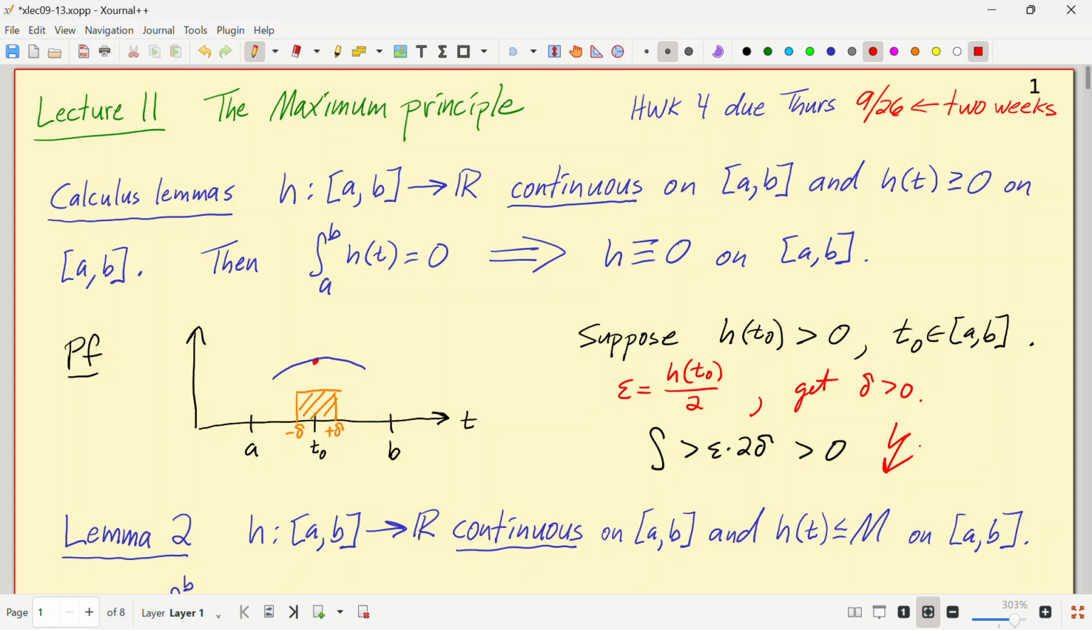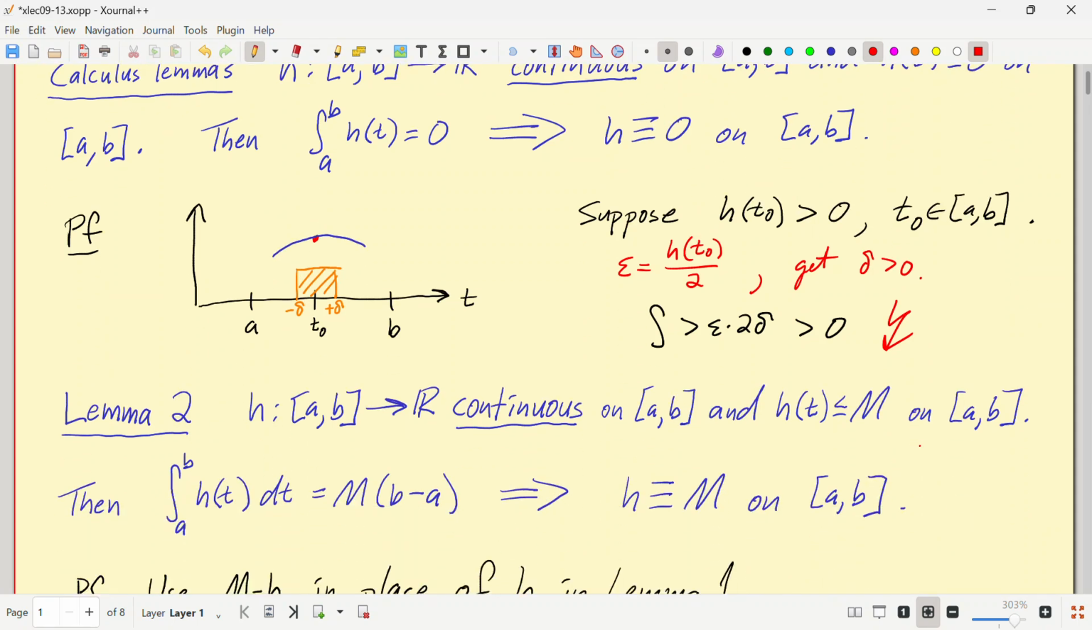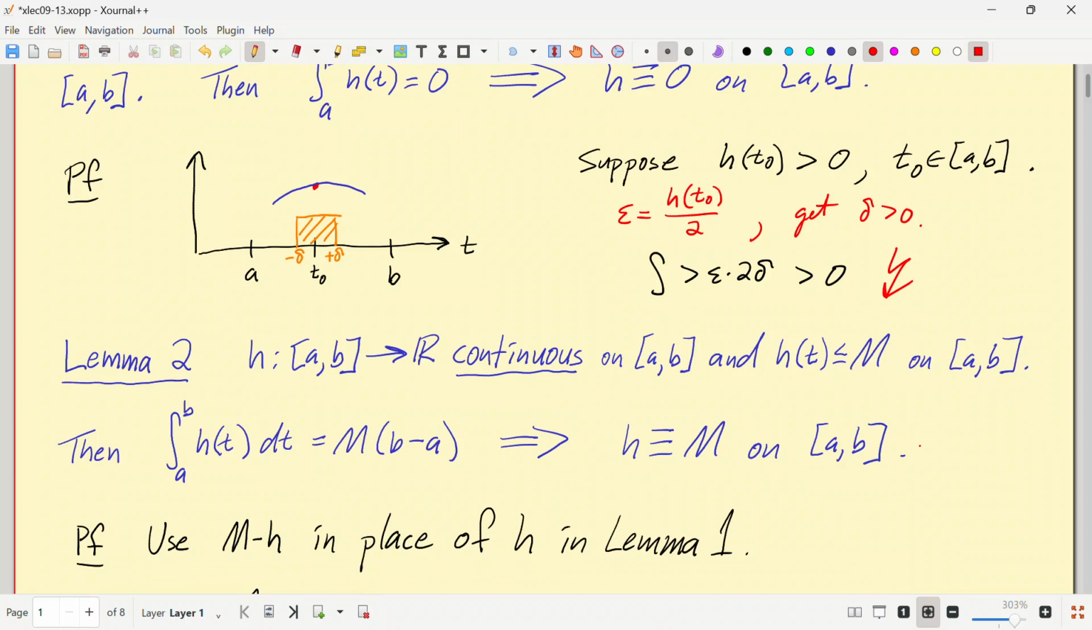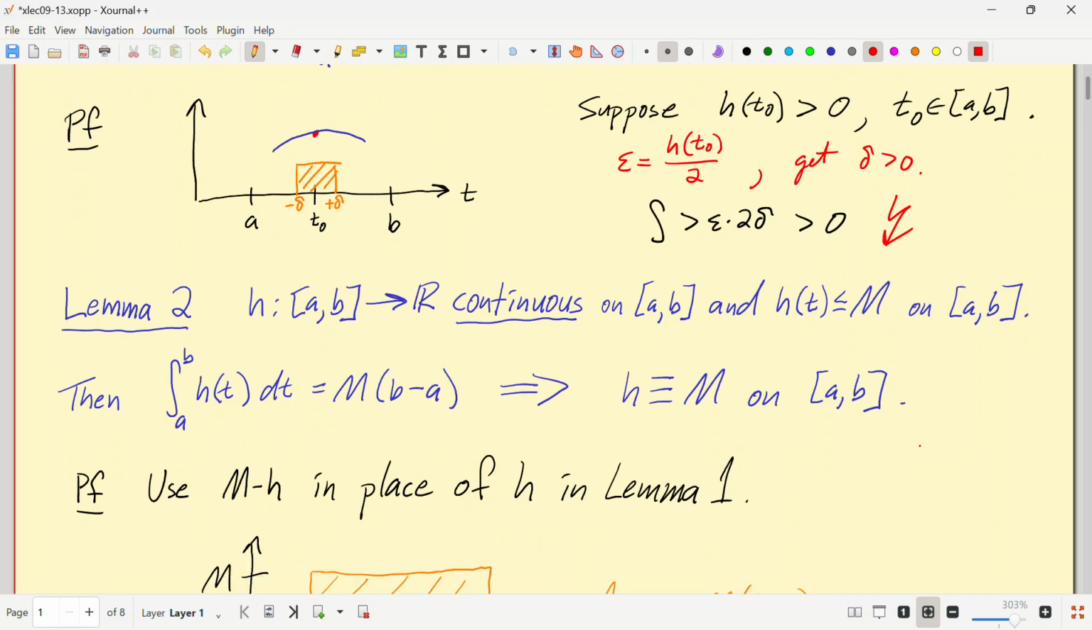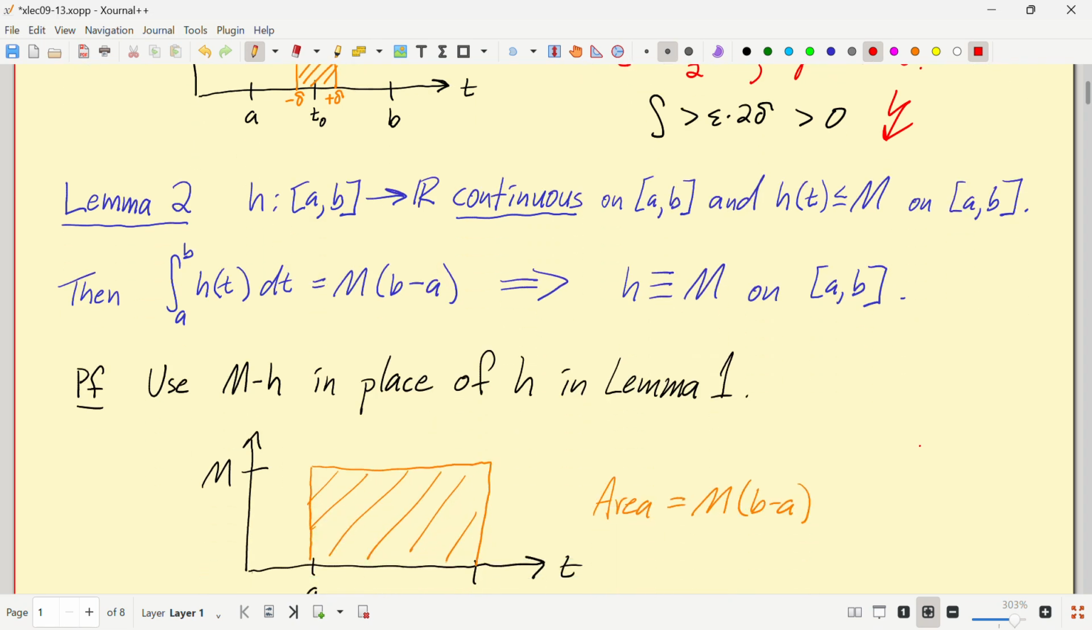Okay, and the real lemma we're going to use when I prove the maximum principle is sort of the upside-down version of that. If I have h that's continuous on an interval, and it's less than or equal to m, which you should think of as a max, then if the integral is m times b minus a, which is what it would be if it was constantly equal to m, the only way that can happen is if h is identically equal to m. And so the proof would involve doing the previous lemma with m minus h in place of h.